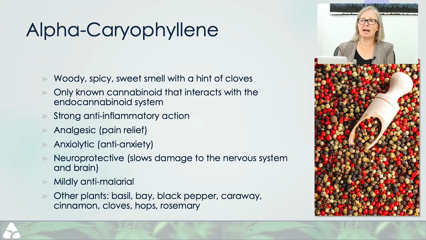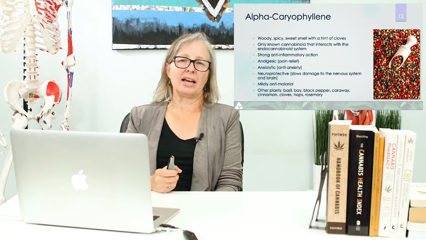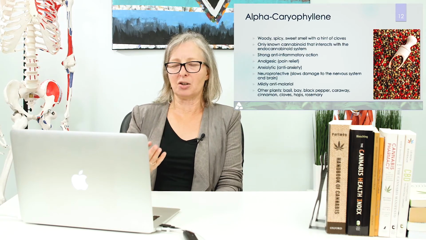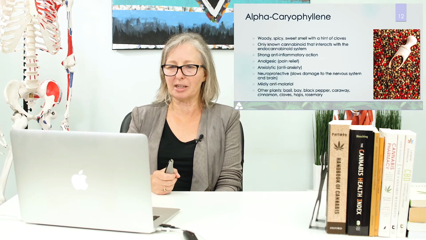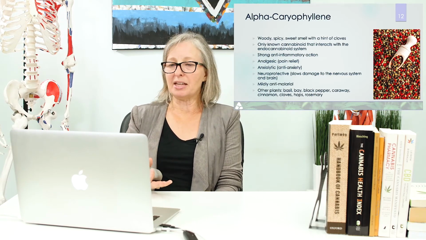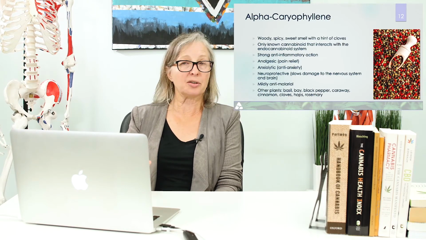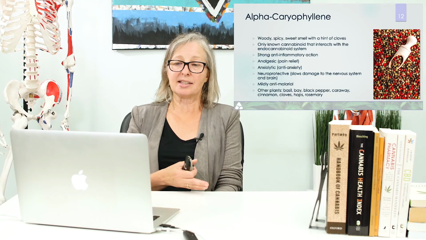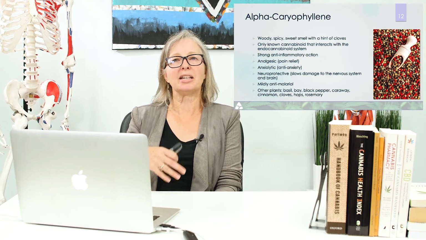There are better botanicals that are anti-malarial, but it's just been studied for that, so we put that in there. So all of these terpenes are going to show up in a lot of different plants. And so I've listed on each of these just some of the other plants where you will find this particular terpene. In this one, we find it in basil, in a bay, like a bay leaf, in black pepper and other peppers as well. Caraway, cinnamon, cloves, hops, and rosemary all have this one chemical that make up their smells.